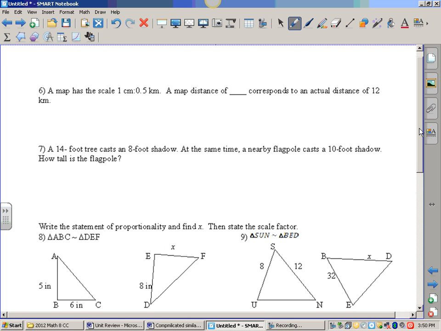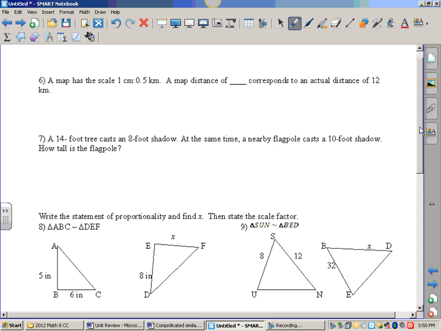The next one is very similar, except it's up to you if you want to draw any type of picture or anything like that. Completely up to you. Do as much or as little as you need. They're giving you your scale. They're giving you your ratio. 1 centimeter is equal to 0.5 kilometers. The map distance of blank corresponds to the actual distance of 12 kilometers.